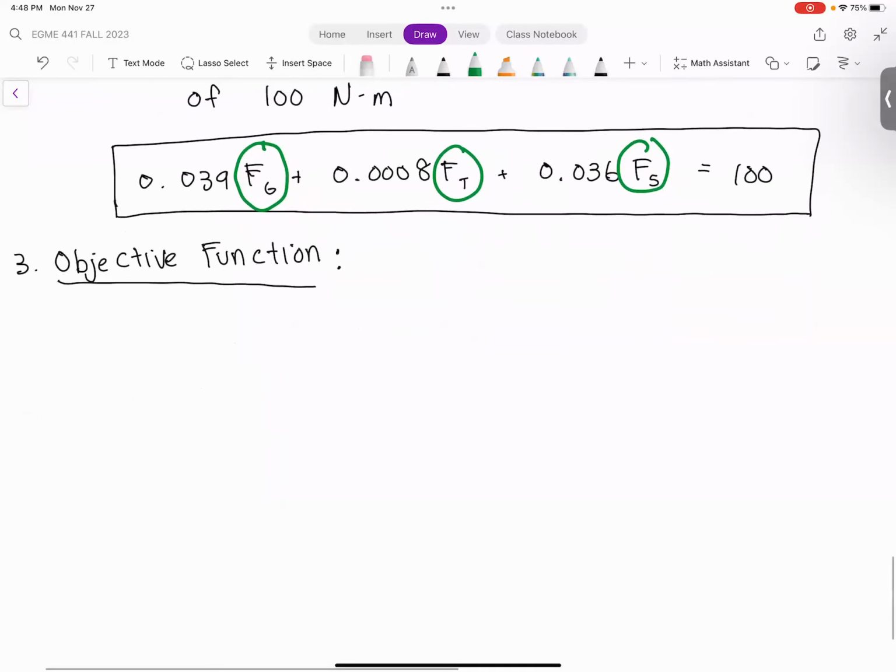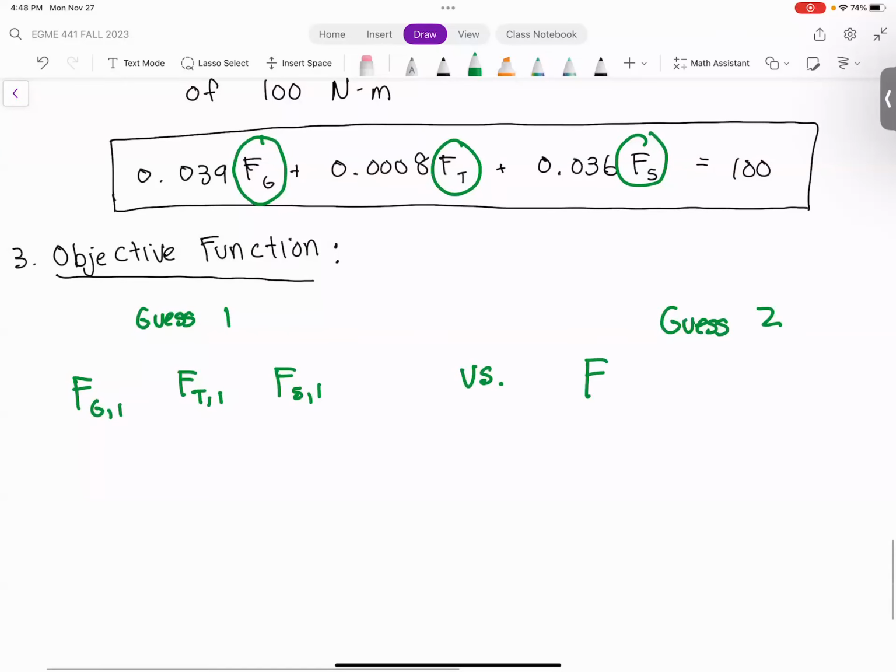So essentially, maybe we'll have guess one right here. Okay, so maybe we have FG1, FT1, FS1. Okay, so those have their values. Versus guess two, and we have FG2, FT2, and FS2. Okay. And so let's just assume that both of these guesses satisfy the constraint. Okay, so both of these are equally valid.